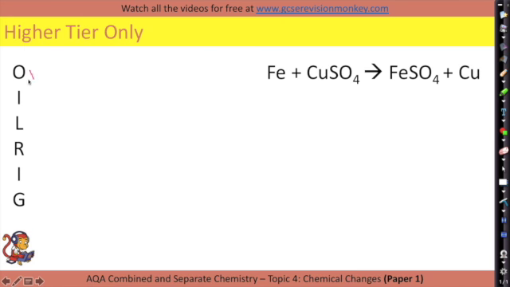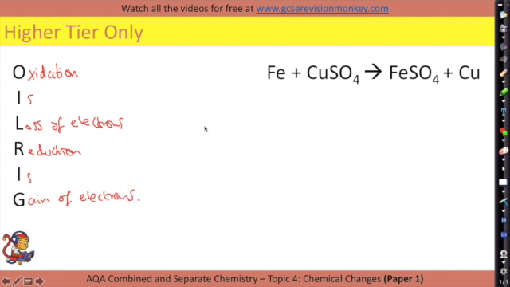Again, it involves the two words: oxidation, meaning the loss of electrons, and reduction, meaning the gain of electrons.